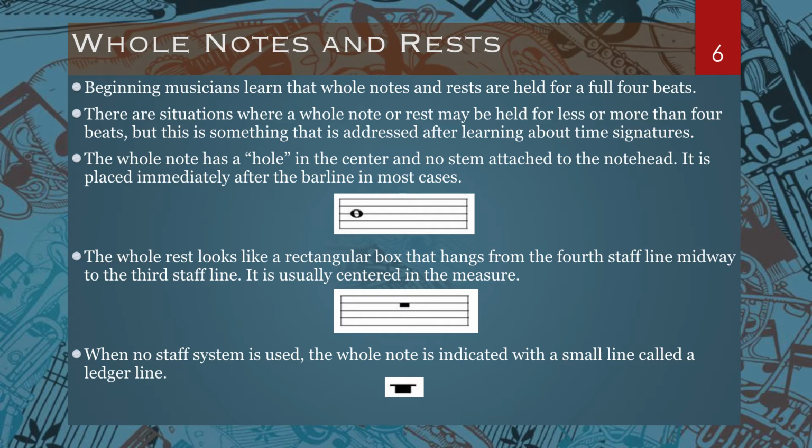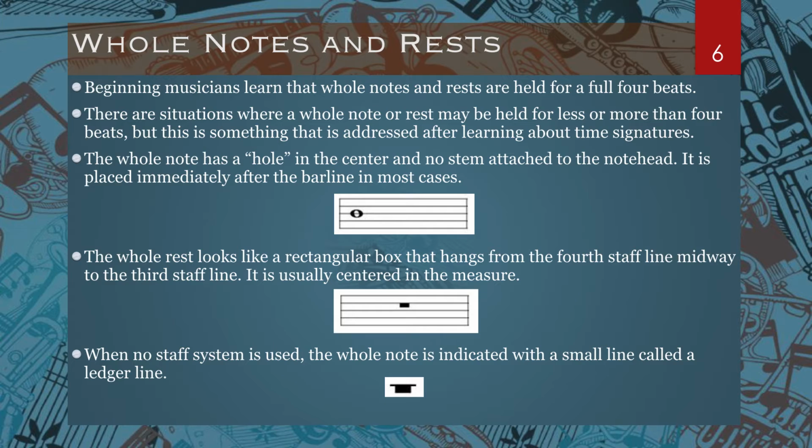If you have a 4/4 time signature, you don't usually put the whole note in the center of the bar. You put it right where beat 1 falls, because you want to indicate that it's held for the entire measure. The whole rest, on the other hand, is placed in the center of the measure, so that's a little confusing. But the whole rest looks like a rectangular box that hangs from the 4th staff line midway to the 3rd staff line. It is usually centered in the measure.